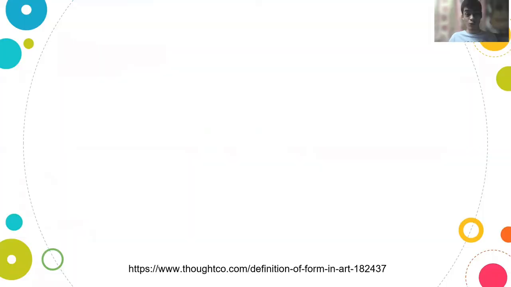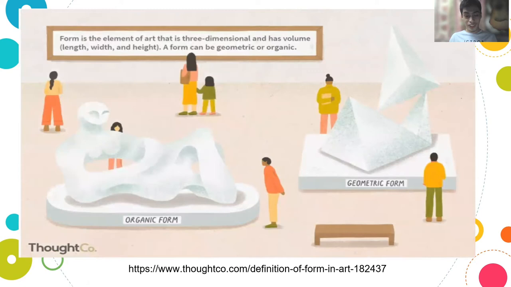So this picture, you can find this through thoughtco.com. According to this, form is the element of art that is three-dimensional and has volume, length, width, and height. A form can be geometric or organic. So, masasabi nating form yung isang bagay kapag ito ay nakita natin na malaki, may haba, may taas, at may kabuuan. Kabuuan yung makikita natin.